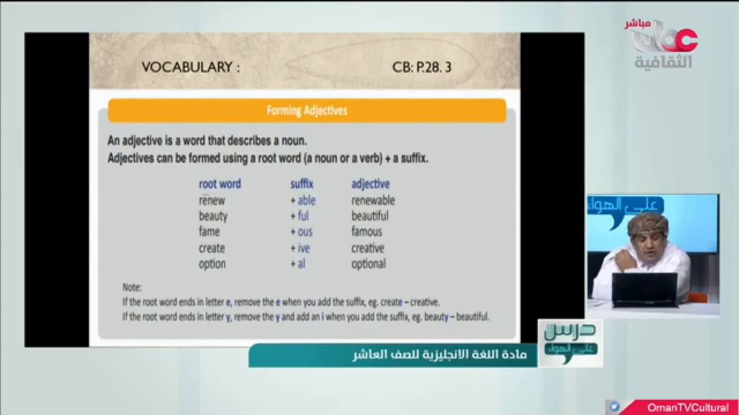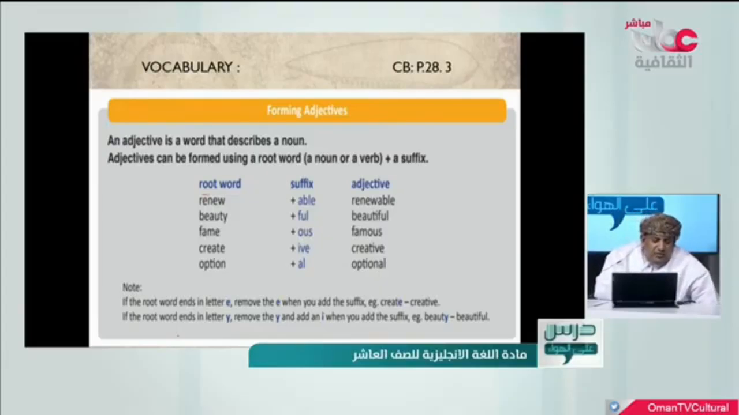Note here, if the root word ends in e, remove the e, like here creative. When you add the suffix, we add it without the e. If the root word ends in letter y, remove the y and add i. For example, here beauty, we cancel the y and change it to i and add ful. I hope that you understand some of them.